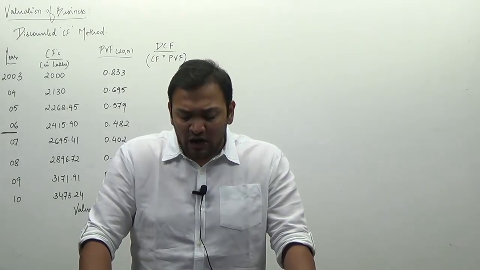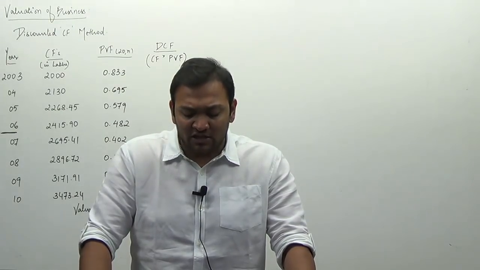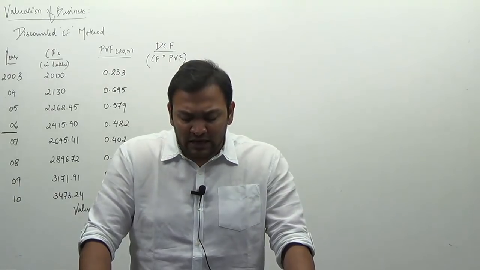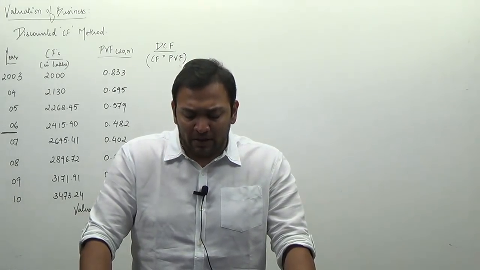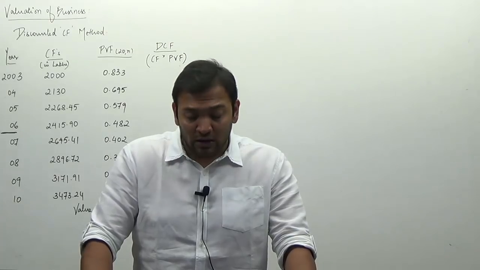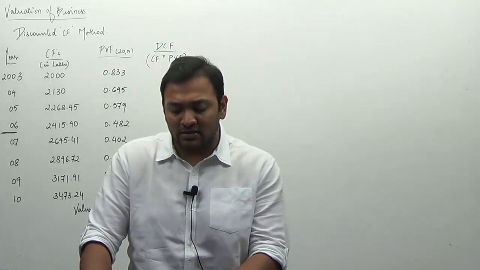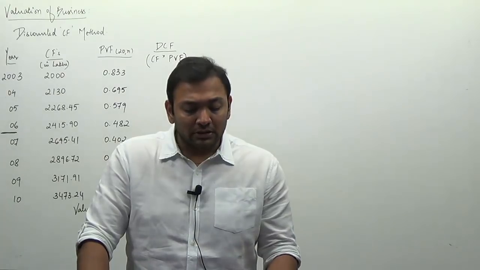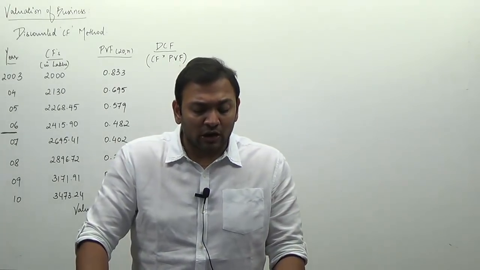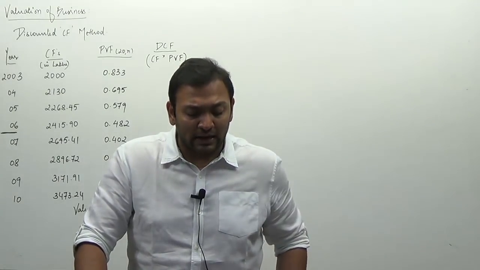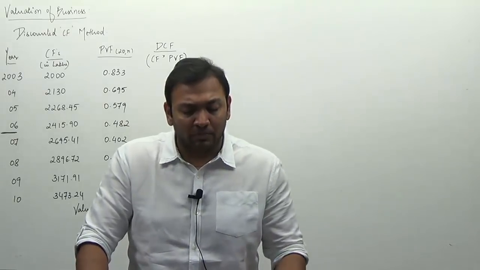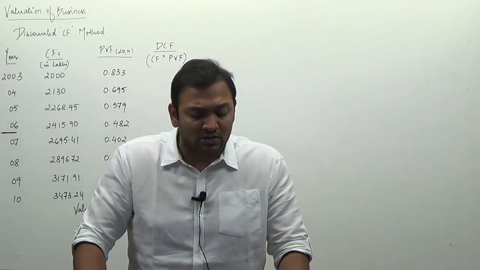Some workers are to be retrenched for an estimated compensation of 130 lakhs. Creditors to be discharged immediately. And liabilities on account of retirement benefits not accounted for in the balance sheet is 48 lakhs. Estimated cash flows on a combined business for 1 to 10 years are given to you. So after both being amalgamated, these are the cash flows.